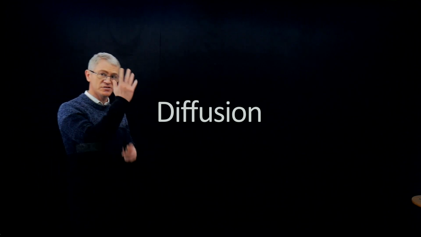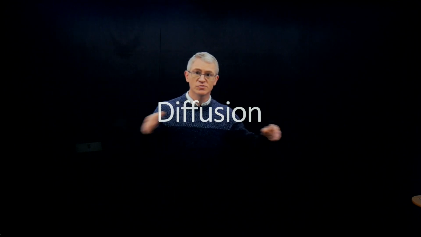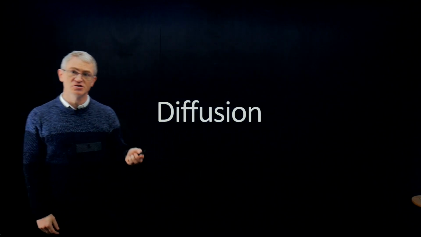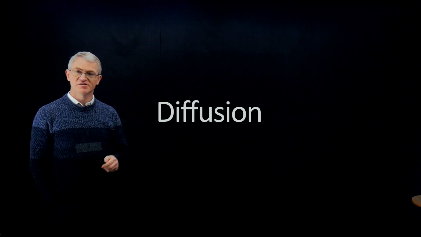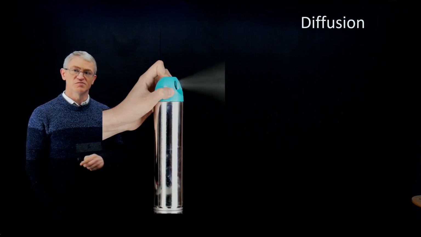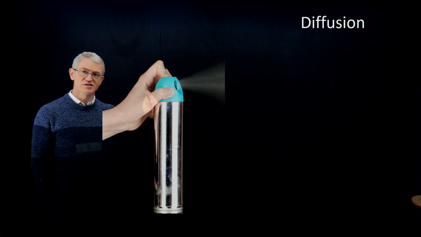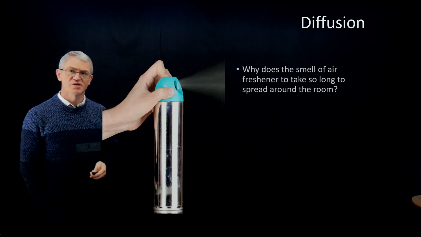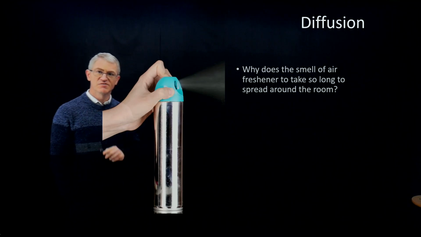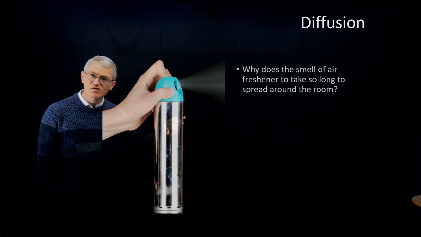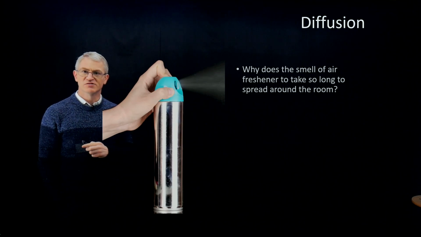Okay, in today's wonderful film, we are going to do diffusion. We're going to go through diffusion and all the little bits that you need to know. So diffusion, first of all, is the spreading of particles, and you see it coming out of the deodorant here. So why does the smell of the air freshener take so long to spread around the room? We're going to look through this and look at some answers.